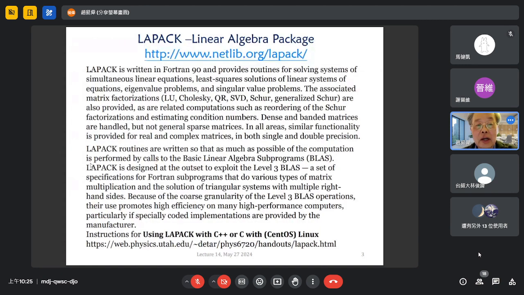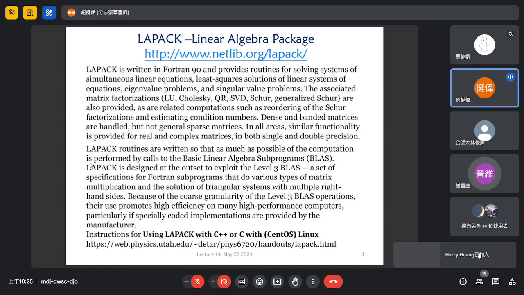LAPACK originally, the very first version, was written in Fortran 77, and the latest version is written in Fortran 90. They provide routines for solving systems of simultaneous linear equations, or a system of linear equations, and many other related problems, for example the least squares solution. That means you may have more equations than unknowns.